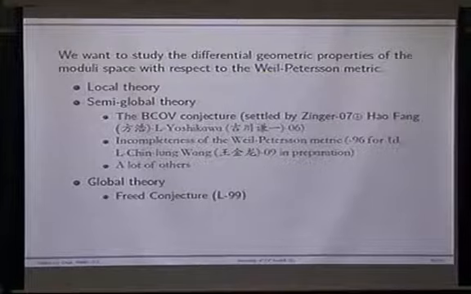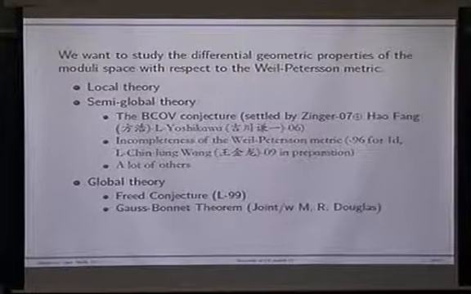Yeah. So the global theory is actually the one I proved for special Kähler manifolds, which was a conjecture by Fried. He conjectured there won't be any compact special Kähler manifold. So what I can prove is there's not even a complete special Kähler manifold, other than those flat ones. And the Gauss-Bonnet theorem, which is joint with Michael Douglas, I will talk about tomorrow.